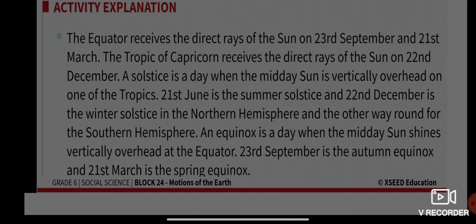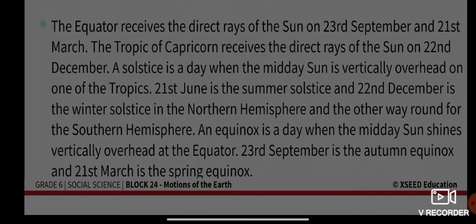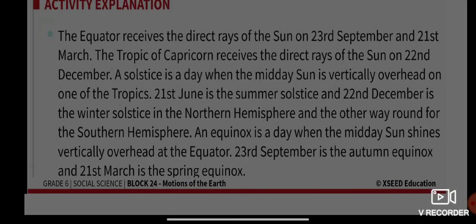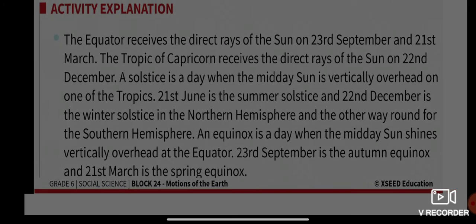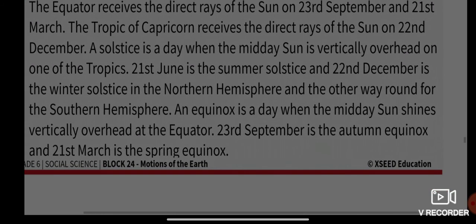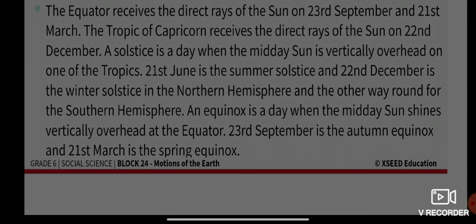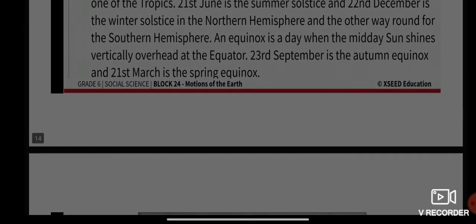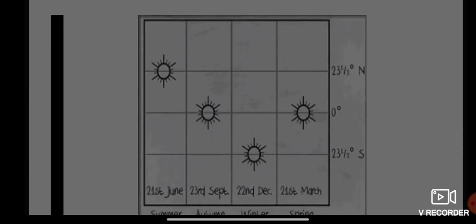A solstice is a day when the midday sun is vertically overhead on one of the tropics. 21st June is the summer solstice, and 22nd December is the winter solstice in the northern hemisphere, and the other way around for the southern hemisphere. An equinox is a day when the midday sun shines vertically overhead at the equator. 23rd September is the autumn equinox, and 21st March is the spring equinox. You have to remember this carefully.